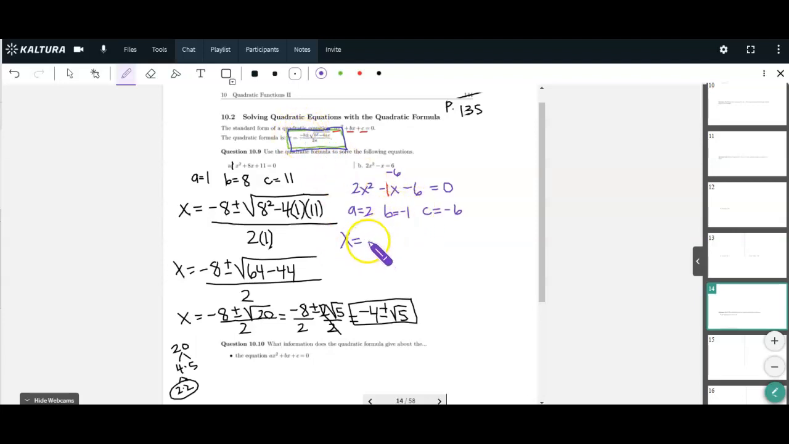Right now it's a -1, so I'm going to be putting it in as a +1. Okay. Then plus or minus the square root, right, of b squared. Now you're taking that whole thing, so (-1) all squared, minus 4 times a times c is the next part of my formula. So times a would be, in place of a, I'm going to put 2. And in place of c, I'm going to put -6.